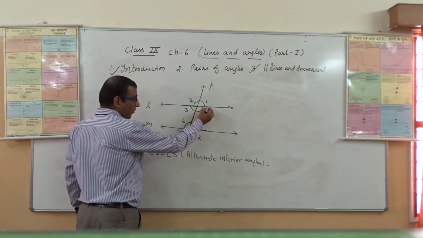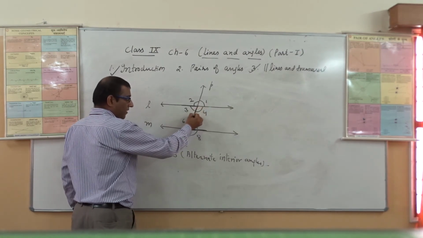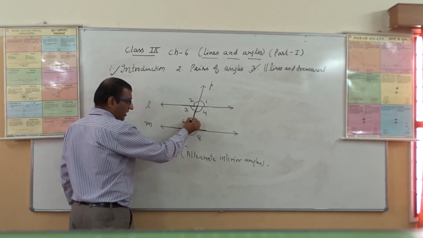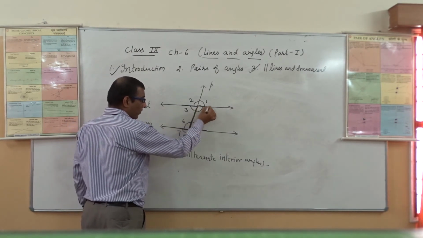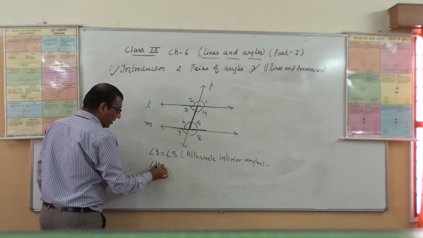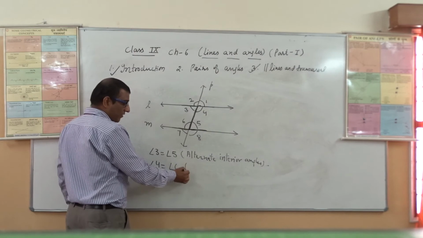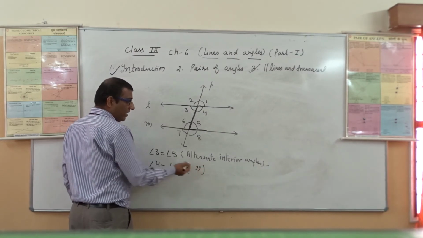Same procedure. If you see here, this time I am marking here. So again this is a Z shape. So we can say angle 4 and angle 6 both are equal. Again the same concept is there. This is your alternate interior angle.